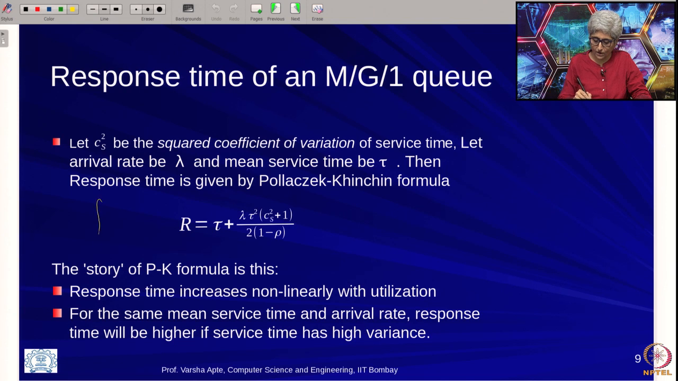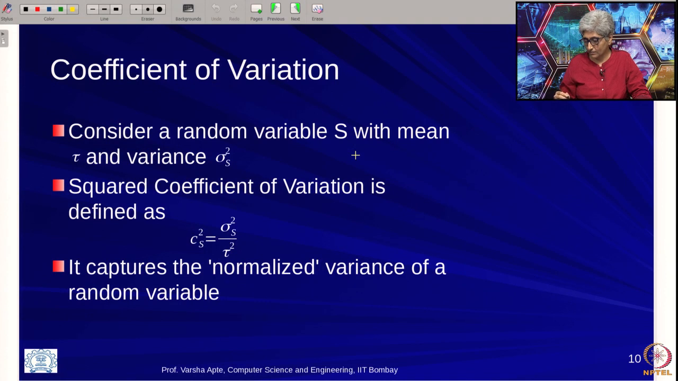So, this is the formula. Let me explain what comes in this. Let C S squared be the squared coefficient of variation of service time. Okay. Now, what is the squared coefficient of variation? I am going to show you another slide for this. For any random variable, coefficient of variation is defined. In our case, of course, we are looking at service times. Suppose it has mean tau and variance, everybody knows variance, of course, sigma squared s. Then the squared coefficient of variation is defined as sigma squared s divided by tau squared.